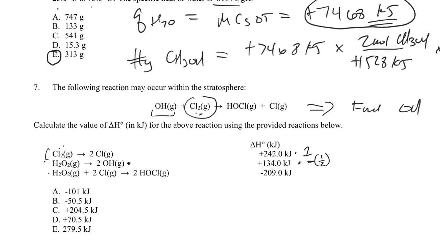So I need to flip the sign of delta H to flip the reaction. And I need to cut the coefficients by half, so I cut the delta H magnitude by half. And then the final reaction, I have the HOCl, but I just have 2 of them. So I need to cut the coefficients of this reaction by half.